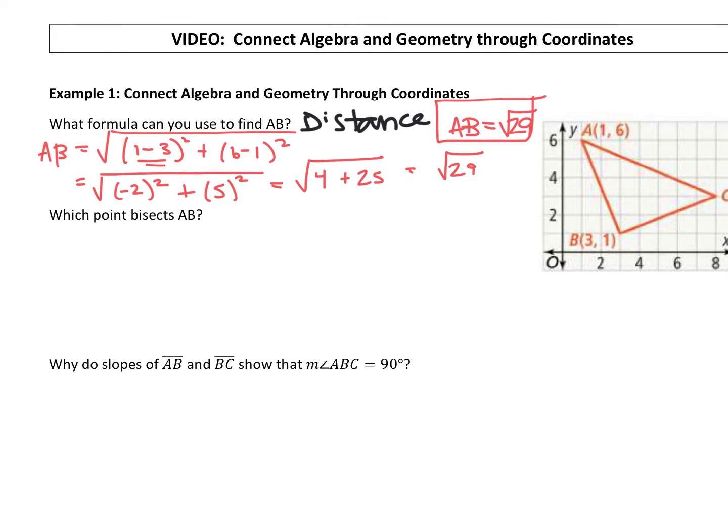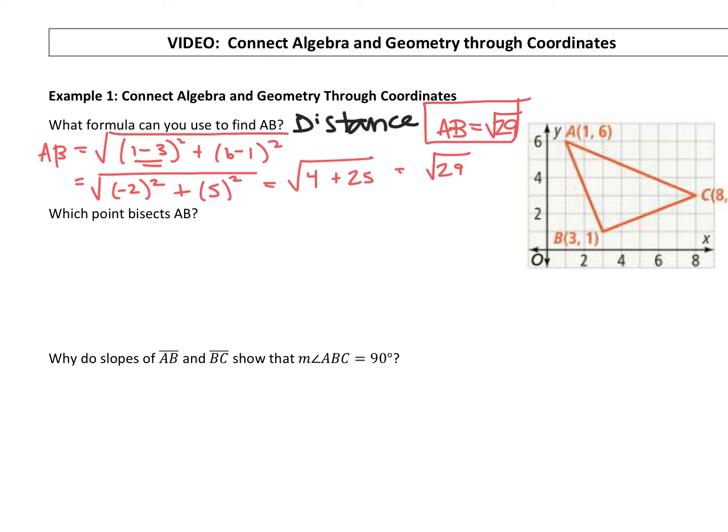All right, our next question, which point bisects AB? So if we look at AB, it's this segment right here. When we say bisect, we mean to cut it in half. And we can cut it in half by finding the midpoint. So which point bisects that? We want to find our midpoint.